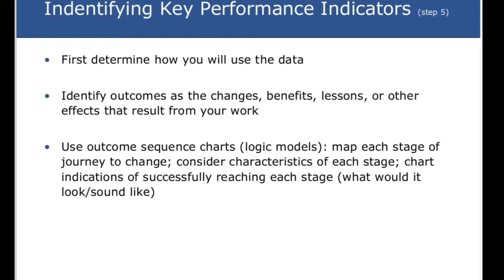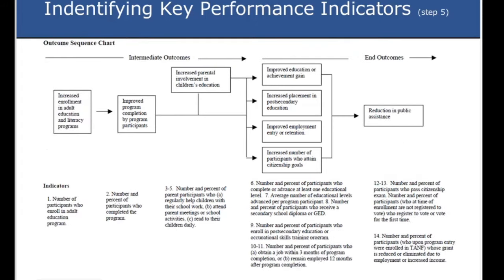This is if you're building your own performance indicators, which this step includes mapping what each stage of the journey to change is, considering what the characteristics of each of those stages would be, and then charting the indications of successfully reaching that stage, utilizing a kind of thinking where you're saying, what would it look like if the population that we're serving actually achieved that level of change within the journey. So there's a lot of different ways of sequencing this. This is just one example.